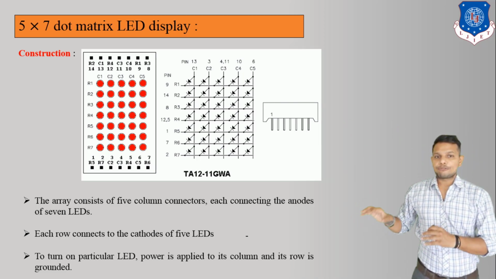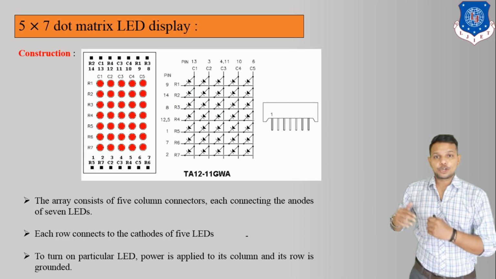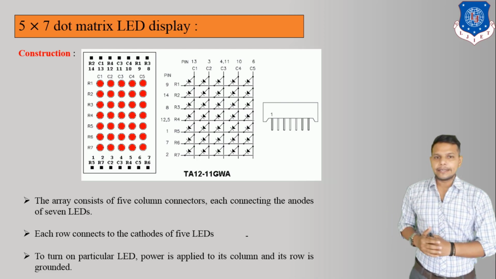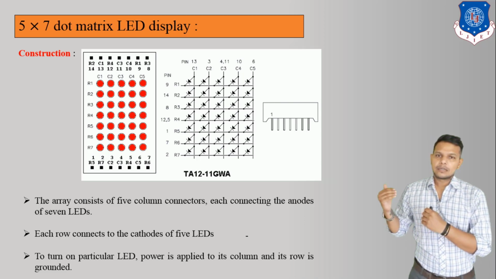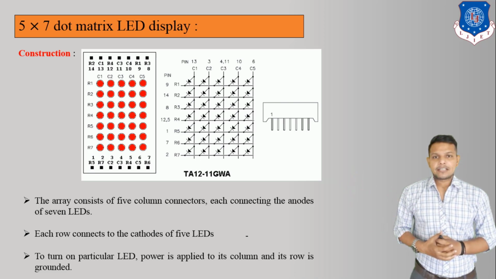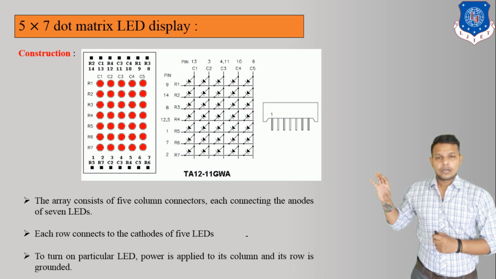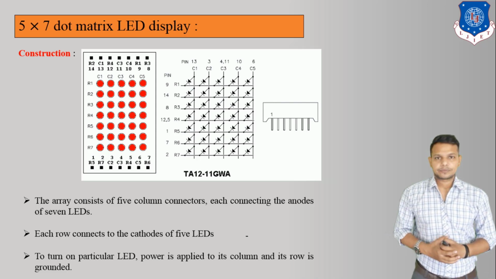The array consists of 5 column connectors, each connecting the anodes of 7 LEDs. Each row connects to the cathodes of 5 LEDs. To turn on a particular LED, power is applied to the column and its row is grounded. In this manner, we can represent alphabets and numeric characters together. It is also used in calculators, clocks and many more devices which represent digital numbers and alphabets.